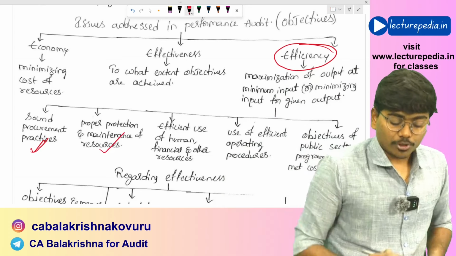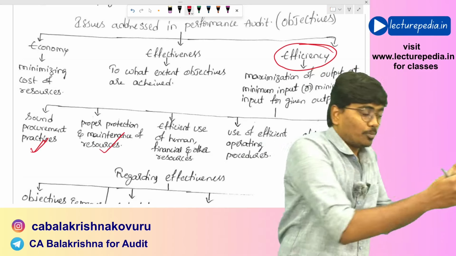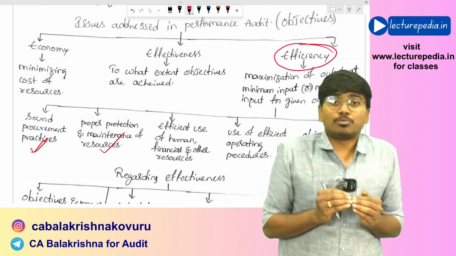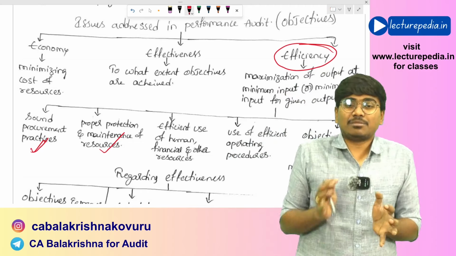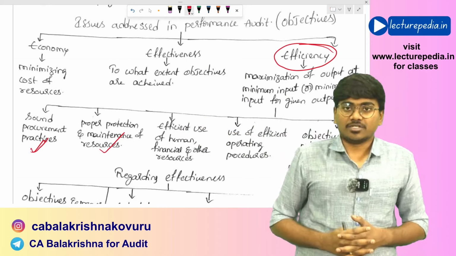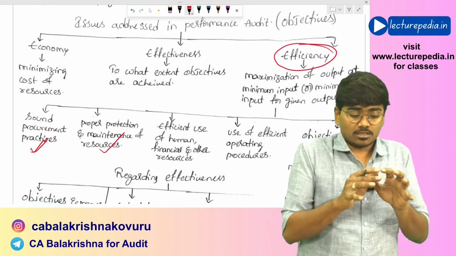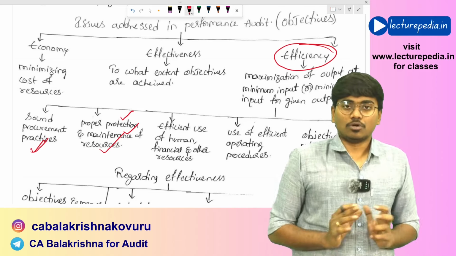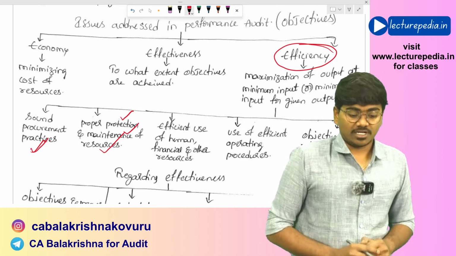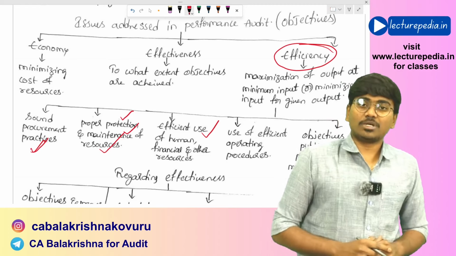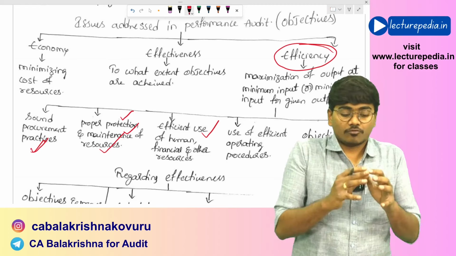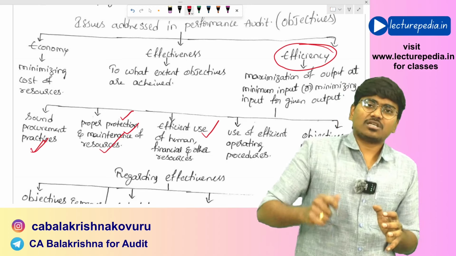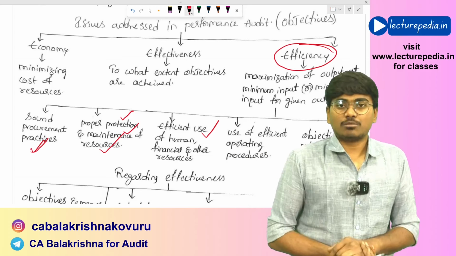Next, proper protection and maintenance of resources. Once you have procured them, you need to properly store and maintain them until you use them in the activity. So whether the resources have been properly protected and maintained by you or not, even this will be verified. Next, efficient use of human, financial and other resources. Whether you are efficiently using the human, financial and other resources that are available with you.